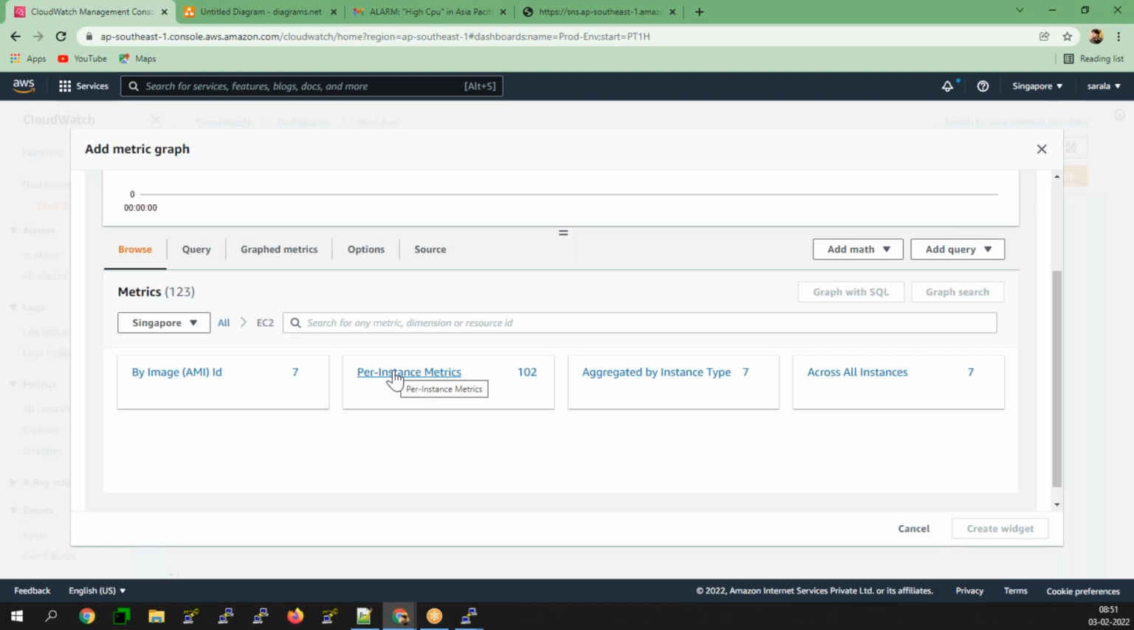Getting? Yes. How many days are the metrics stored in CloudWatch? Very good question actually. 2 weeks.